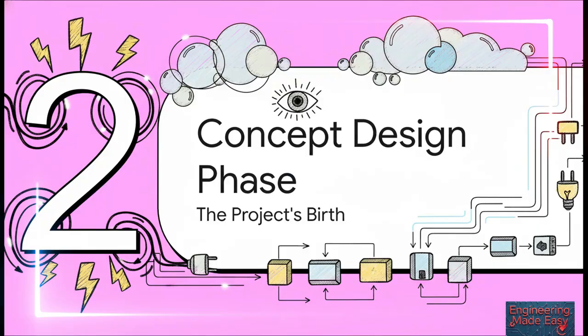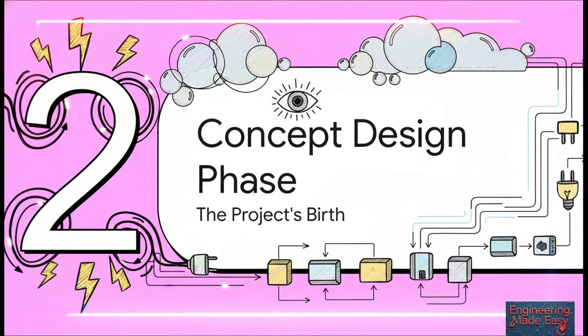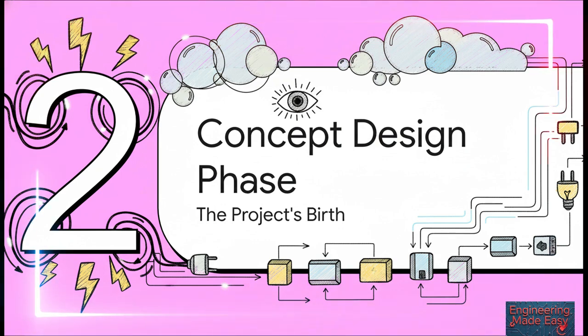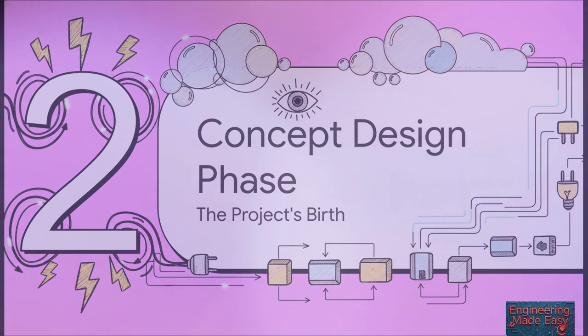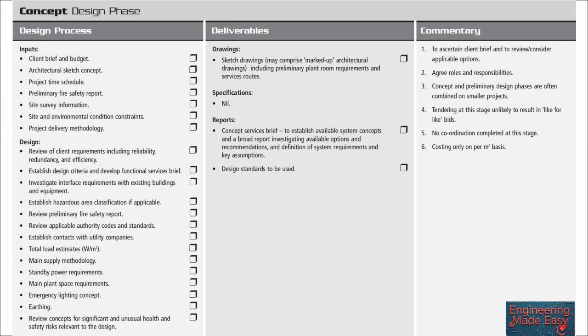Okay, on to Section 2, the concept design phase. This is square one. This is where it all begins, taking that initial vision from the client and turning it into the very first high-level electrical requirements for the project. So, take a look at Figure 2 on your screen. This table pretty much lays out the blueprint for the concept phase. Let's break it down real quick.